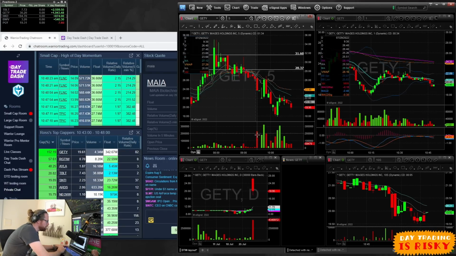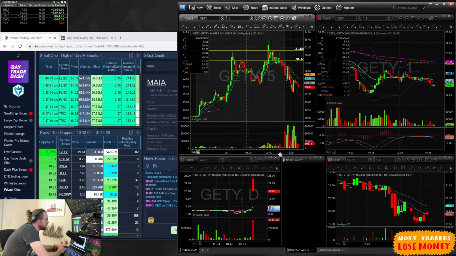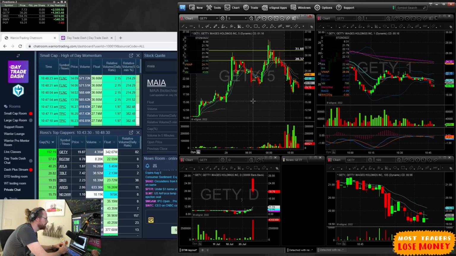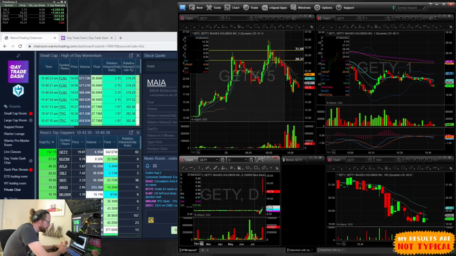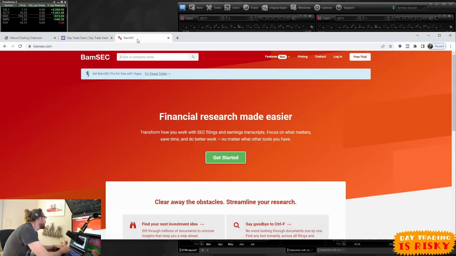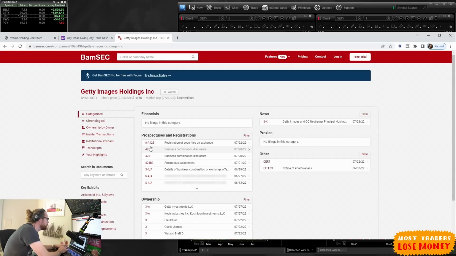Getty Images, some of you guys may be familiar with this company. They are at all these big events and they have all these photographers out there. They get these really good images and then people can license those images and use them, you know, pictures of celebrities and politicians and events and all this stuff. So anyways, they did a merger with a special acquisition company. The company sold 82 million shares at $10 a share to raise approximately $828 million.